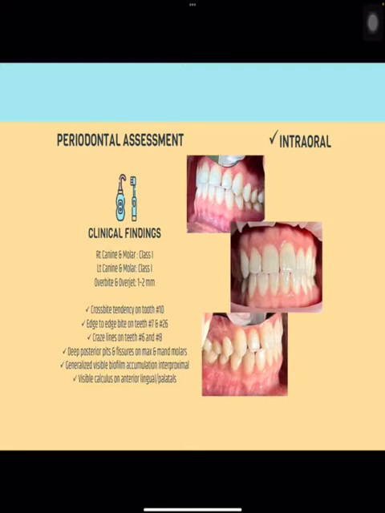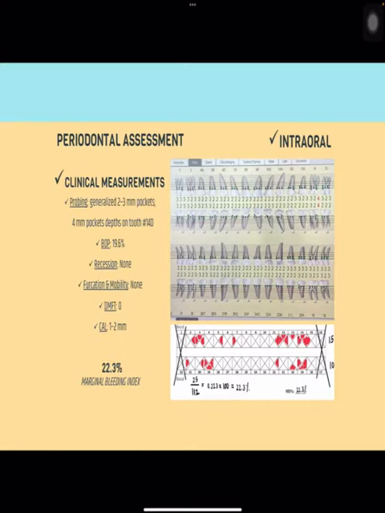Extraoral findings are all within normal limits. However, for intraoral findings, the patient has a Class 1 occlusion, with overbite and overjet of 1 to 2 millimeters. The following were found: crossbite, edge-to-edge bite, Kray's lines, deep posterior pits and fissures, generalized visible biofilm accumulation interproximally, and visible supragingival calculus. Clinical measurements of probing are 2 to 3 millimeter pockets with a 4 millimeter pocket depth on tooth 14 distal, BOP of 19.6%, no recession, no furcation, no mobility, DMFT score of 0 across the board, CAL of 1 to 2 millimeters, and marginal bleeding of 22.3.